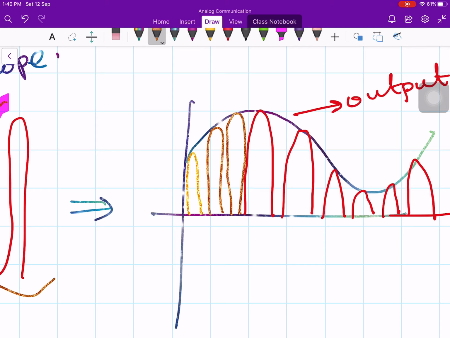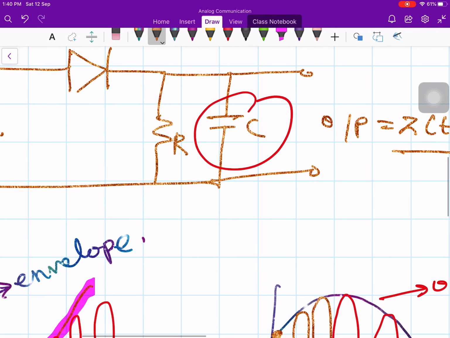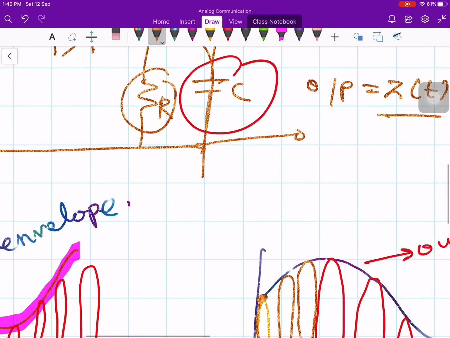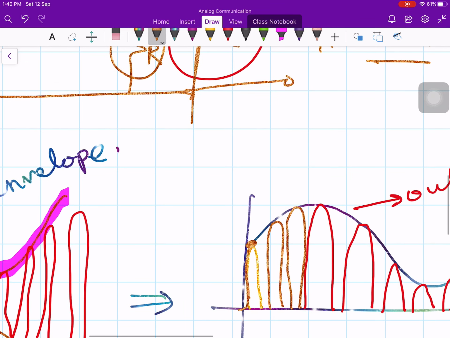Now initially what happens? The capacitor starts to charge. It slowly charges, follows the charge and reaches this point. As soon as it reaches this point, what will happen during the first positive half cycle of the carrier? In this circuit the resistor is pretty large. Therefore the charging takes place through the capacitor to the peak value. What is the peak value? This is the first peak value.